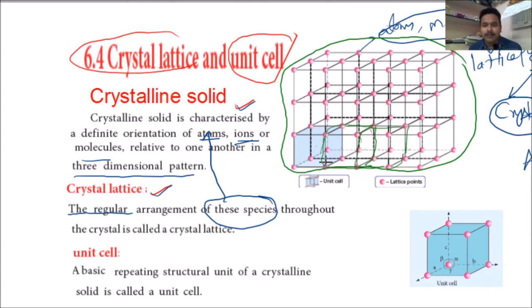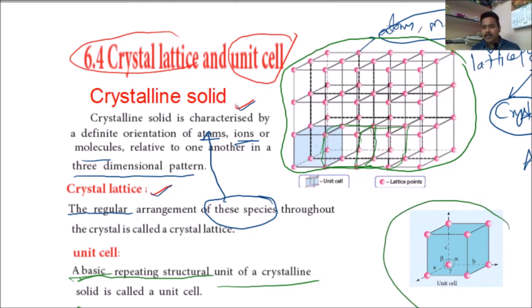This is the smallest, basic repeating structural unit of a crystalline solid. In that crystalline solid, the basic unit is called the unit cell. This is the unit cell. It also has a three-dimensional format: this is like the x-axis, this is the y-axis, this is the z-axis. This is what a unit cell is.